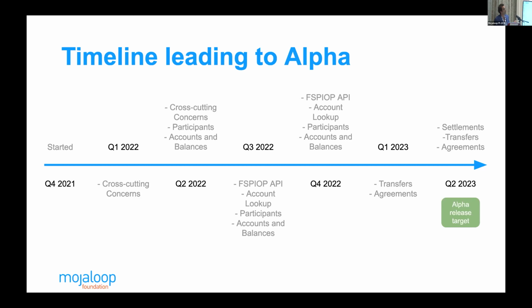Then Q4, our plan is to finish account lookup, finish participants and accounts and balances, and start working on the transfers and the agreements. So this is the next big block. What happened is two things happened because we're speeding up a lot. We had new developers joining by the end of September. So we effectively doubled the team, which is the effect when we have a very small team. It's just one developer doubles the team. And so it's pretty awesome.